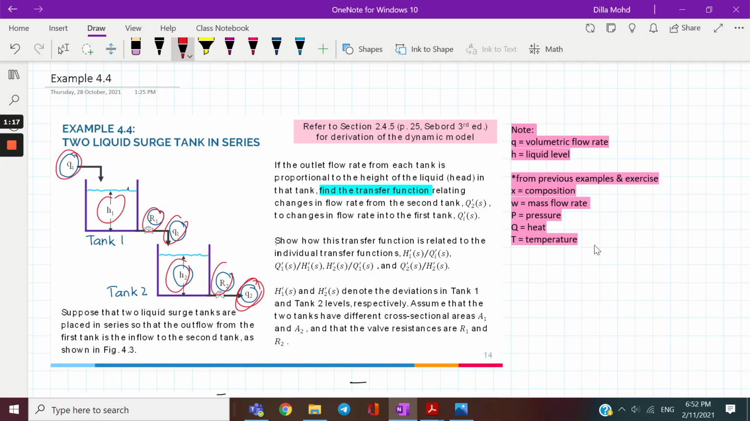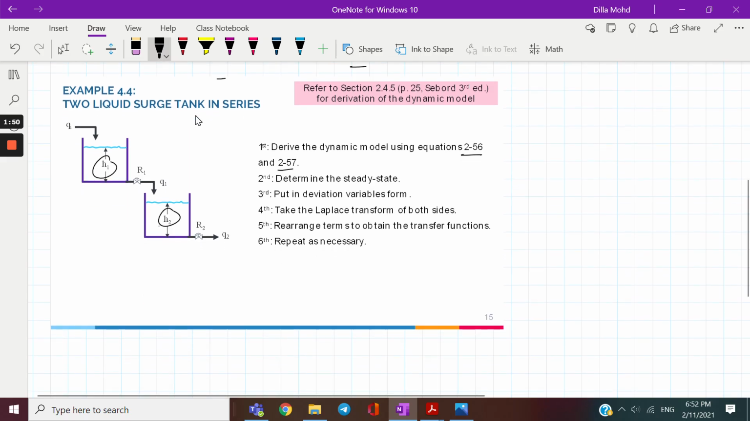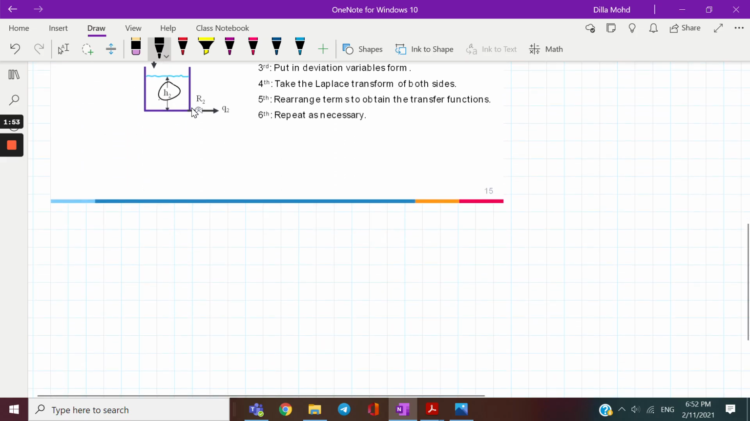So first of all, we need to derive the dynamic model. This question already gives you a head start where you can use equations 2.56 and 2.57. But if you want to start from the beginning, it is actually better. When you see here, you have a level, the height of the tank. As we have discussed before, when we have a level, we can use the mass balance equation. So let's start with tank 1.